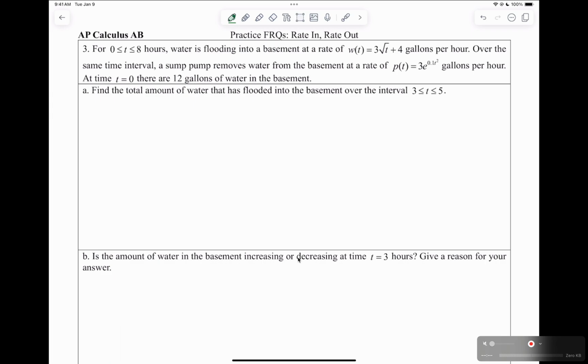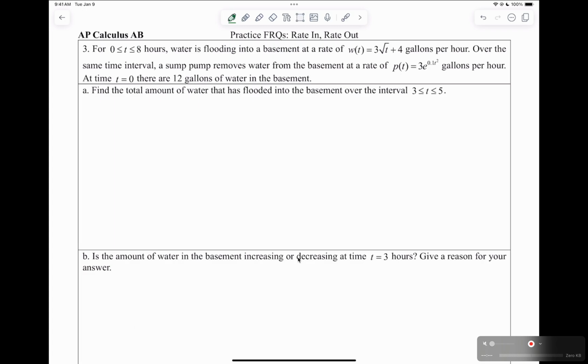Alrighty, this is going to be number 3 and number 4 of the practice FRQ of write in and write out. Just like I said at the end of video number 2, you should be able to do these on your own. So essentially, this is just going to be a refresher, and you check your work, honestly.